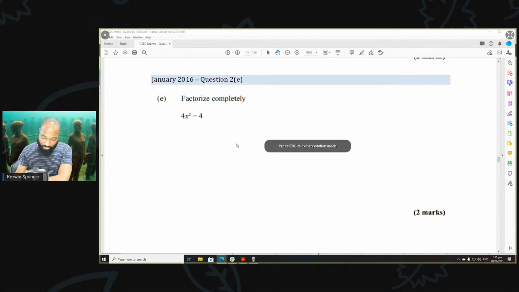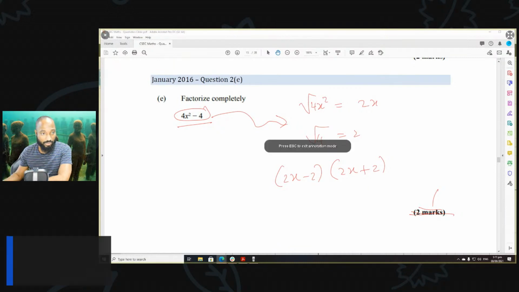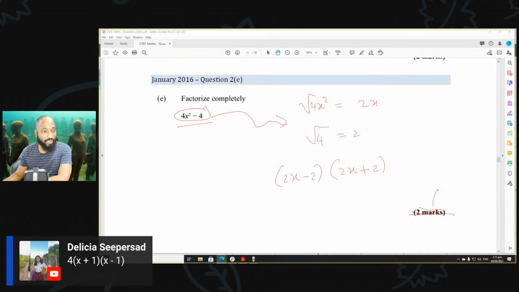This one here. So you might be feeling the temptation to get the square root of 4x squared and get 2x, get the square root of 4 and get 2, and then write the 2x minus 2 by the 2x plus 2. And you would only get 1 out of the 2 marks there. Before proceeding, you always need to check and see if there's a factor you can pull out of everything. So here comes the CSEC dealing with the matters properly.